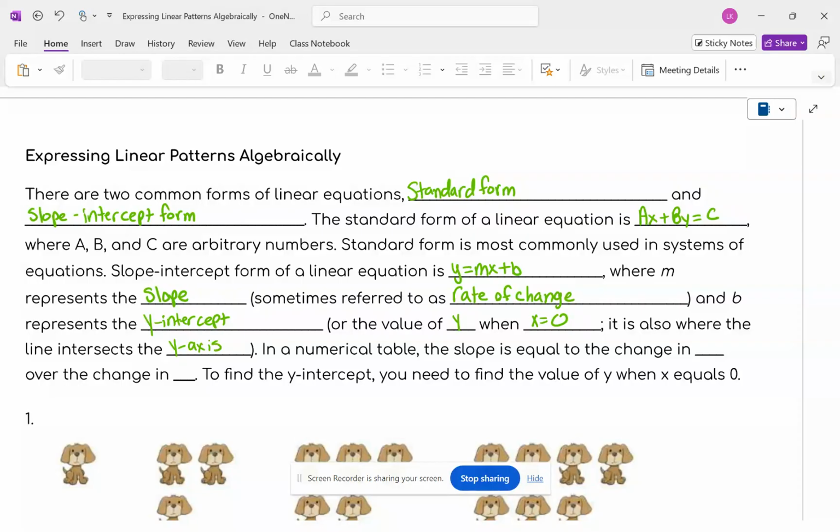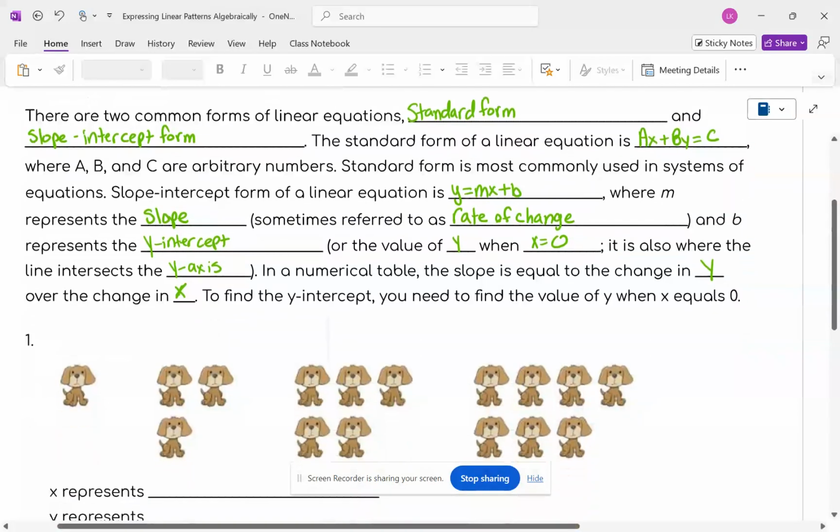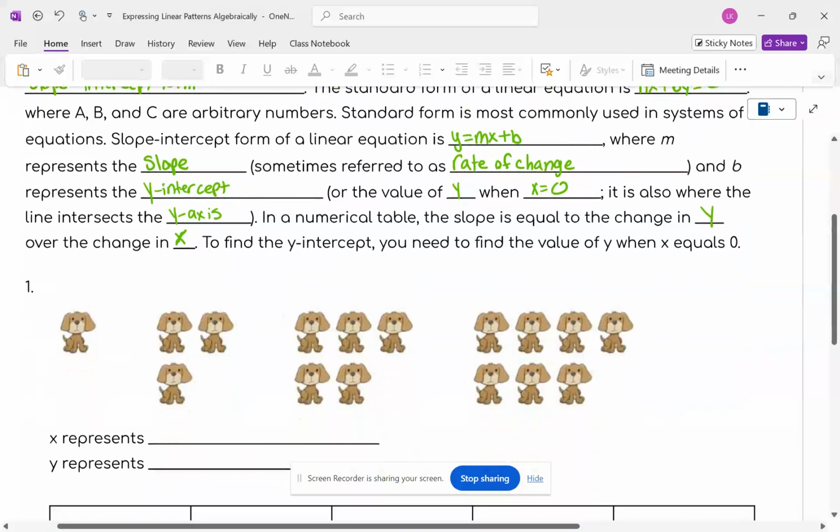So in a numerical table, the slope is equal to the change in y over the change in x. You don't have to worry about this so much with these visual patterns that we're playing around with because your change in x is always 1. However, as you keep working with this, your change in x may not be 1, and so that division becomes really important. And then to find the y-intercept, you'll need to find the value of y when x equals 0.